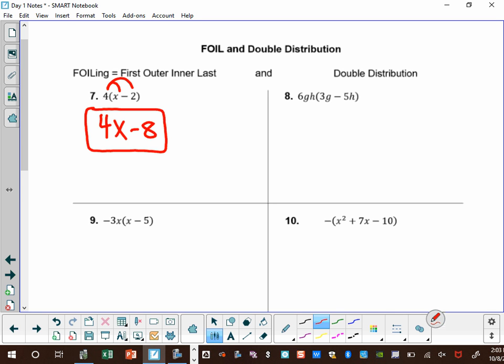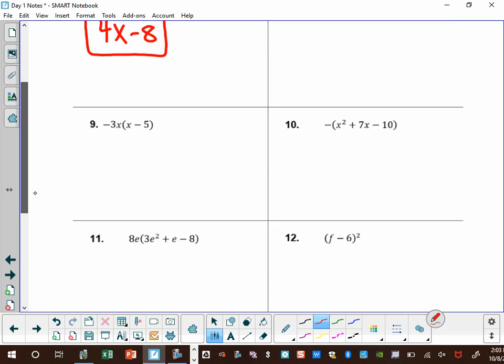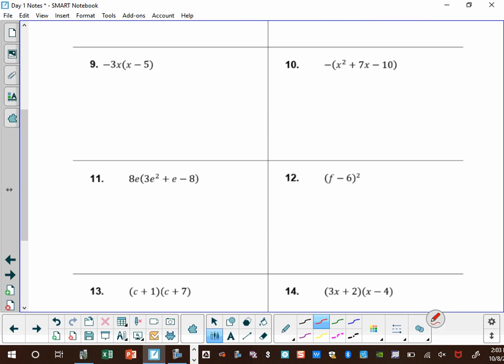Alright, let's take a look at number 10. Okay, let's skip around a little bit. The ones that we're skipping are ones you'll do on your own. Alright, look at number 10. It says negative right here, but what is that really? A negative what? A negative 1. So that's basically negative 1. That's what I'm distributing. What's negative 1 times x squared?